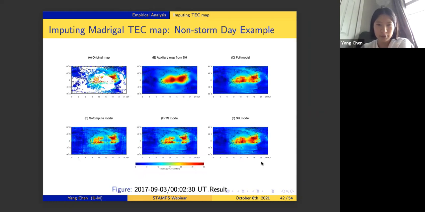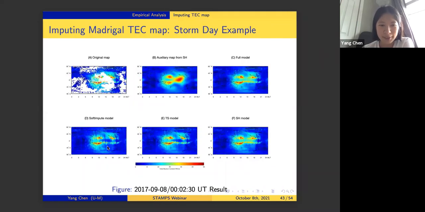So here's the result from a non-storm day. The original map looks like this. The auxiliary map from spherical harmonics fitting looks super smooth, and our full model is smooth enough to capture the global behavior, but also good enough to capture some local mesoscale structures. So that's the desired part. In contrast, the self-imputed LS method is giving us a lot of those blue bands here and there, which is not desirable.